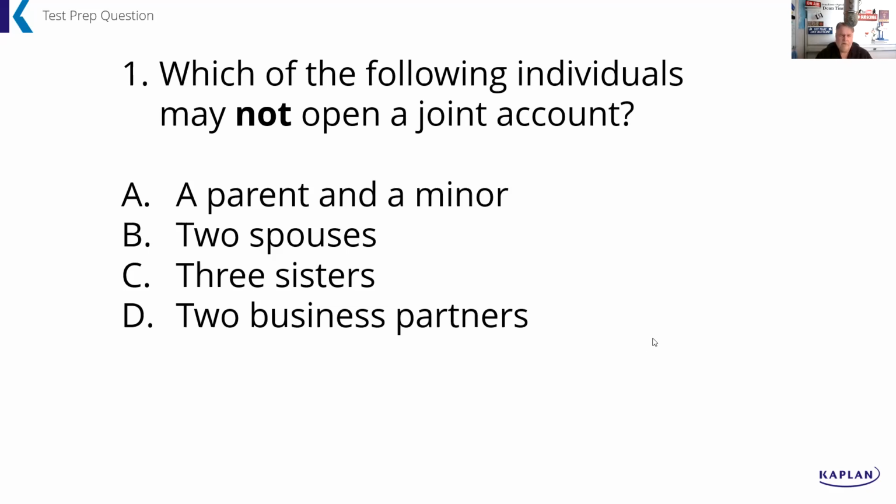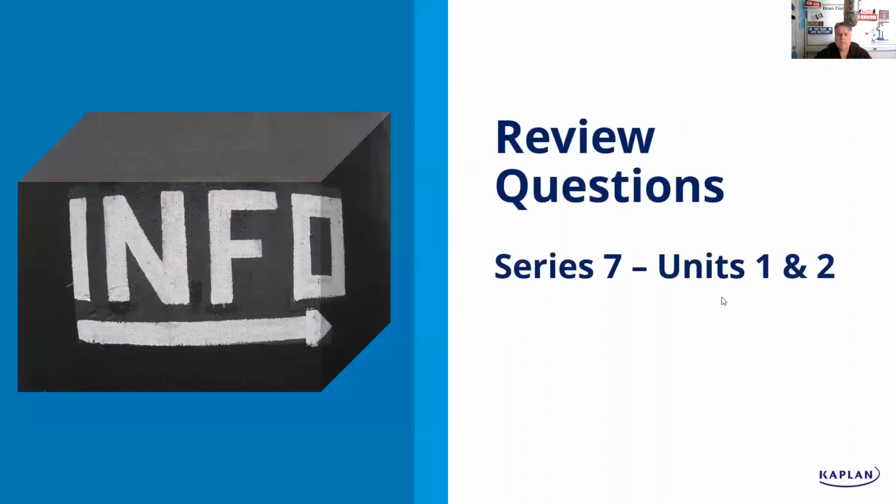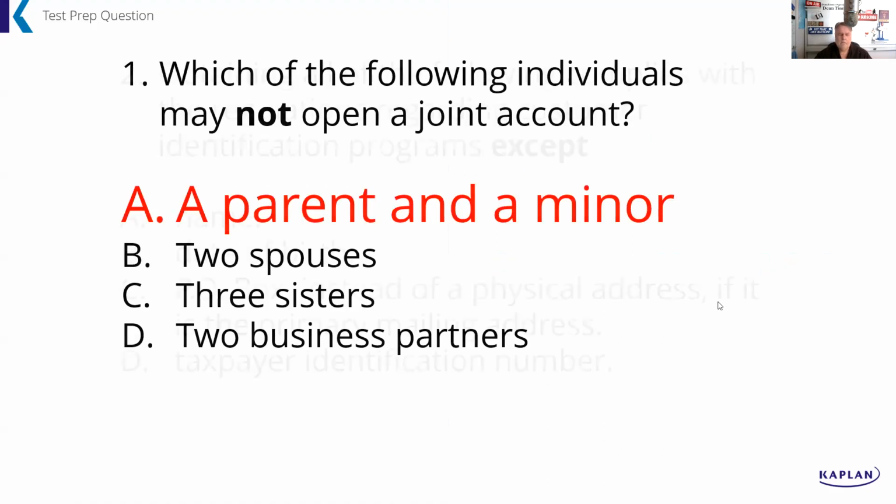Which of the following individuals may not open a joint account? A parent and a minor, two spouses, three sisters, two business partners. We don't open accounts for minors directly. The only account we would have with a minor would be a custodial account, Uniform Gift to Minors Act or Uniform Transfer to Minors Act, with the parent as the custodian. So the answer is A.